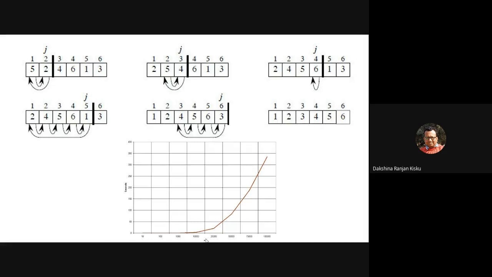So from this graph, we can understand the nature of the insertion sort. Here we can see the growth rate of the function for the insertion sort.